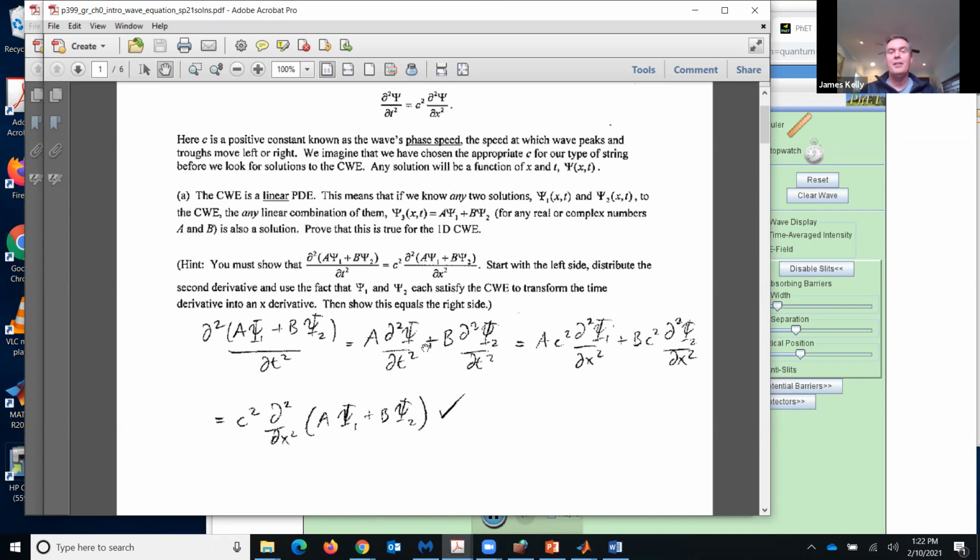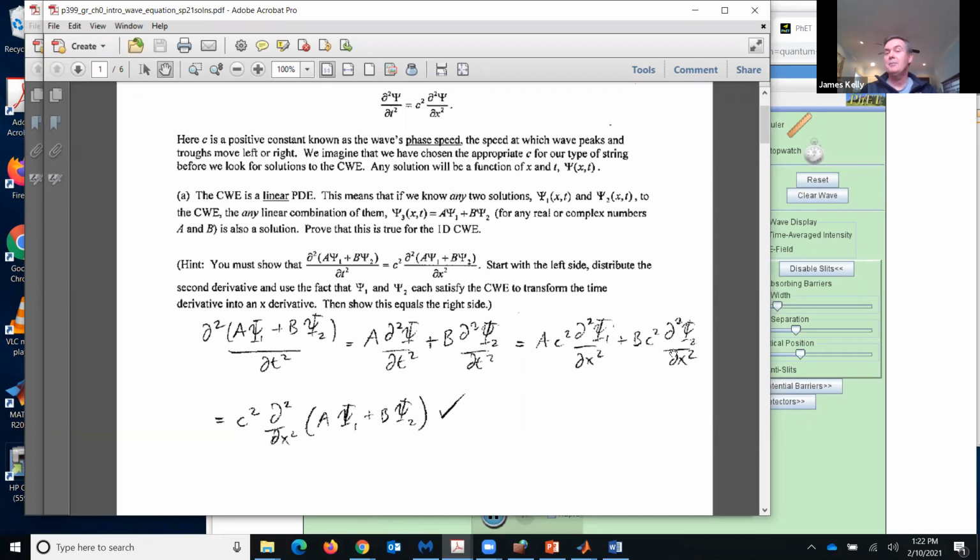Somehow I lost the 1 there. The second derivative of psi1 with respect to t is c squared times the second derivative of psi1 with respect to x. So I'm making that replacement over here, and same thing with psi2. I can make that replacement with psi2.